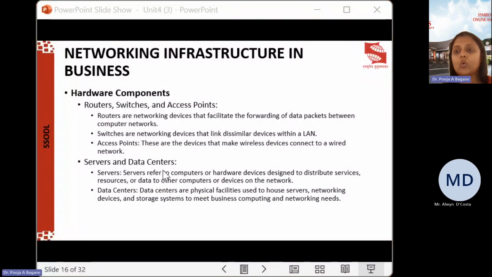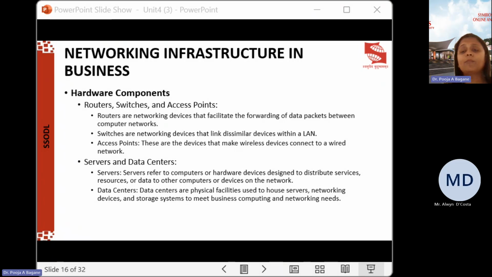So now we are going to discuss the hardware components, which are part of the networking infrastructure in businesses. When we are talking about the networking infrastructure, we can say that it forms the backbone for any modern business operations, which enables connectivity, communication, and data exchange among the different employees, devices, resources, and systems. So there are these hardware components, the key concept in this particular networking infrastructure.